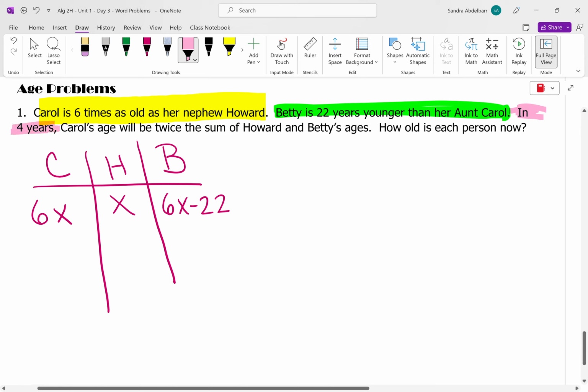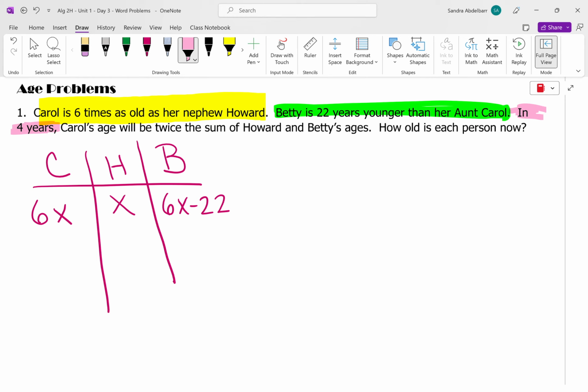Now it's saying in 4 years, so not present time, in 4 years, Carol's age will be twice the sum of Howard and Betty's ages. So now this is present time chart. Can't use present time chart to make my equation because the equation is based on in 4 years. Well, if I'm 10 years old, in 4 years, how old am I going to be? 14.